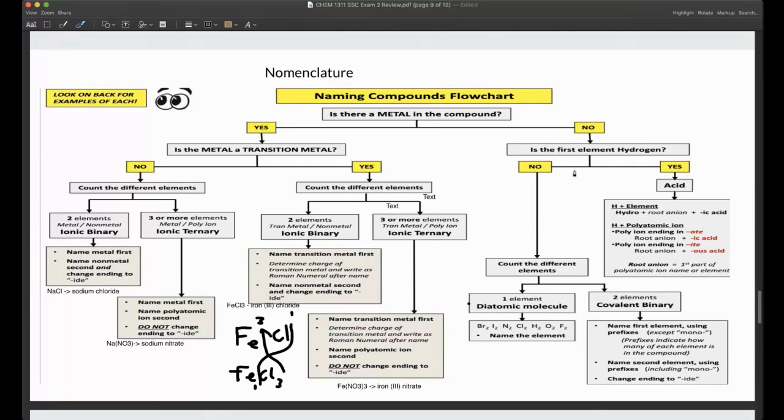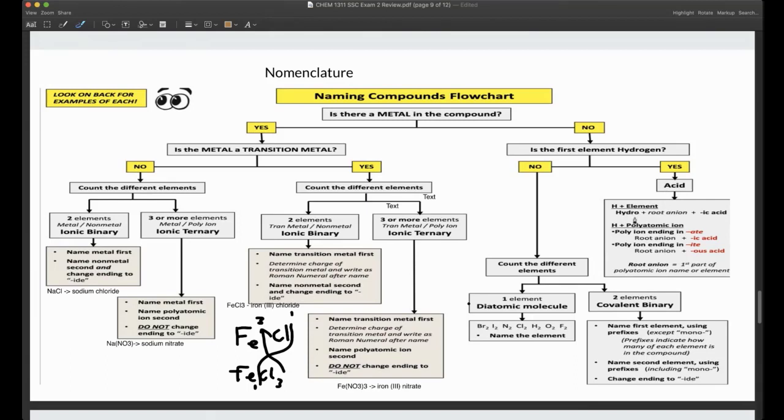So if the first element is hydrogen, yes, then it's an acid. A little exception to this: usually acids are found in aqueous states. So on your test, if it says HCl (aq), then that's an acid. But if it's HCl as a solid, you just name it as hydrogen chloride.